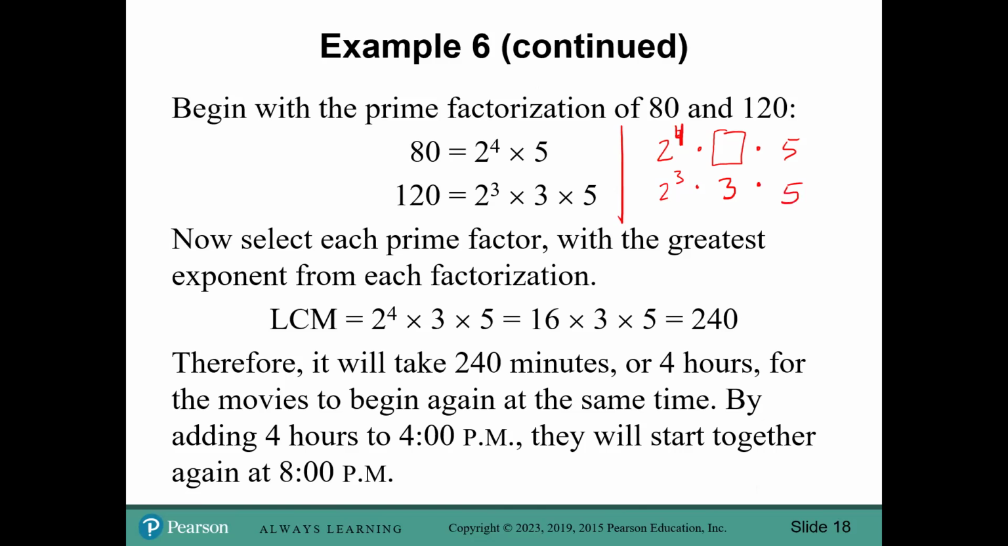So they're in order. I'm going to pick out the highest power. So that is 2 to the fourth. That's including a 3. And if you've got a 5 and a 5, it doesn't matter which one you choose. The highest power is just to have the 5, right? So I end up with 2 to the fourth times 3 times 5. So that's 240. That means after 240 minutes, both of those movies will be on their starting point simultaneously again. So if we started at 4 p.m., 240 minutes is 4 hours. So they'll start again 4 hours later, which is 8 p.m.